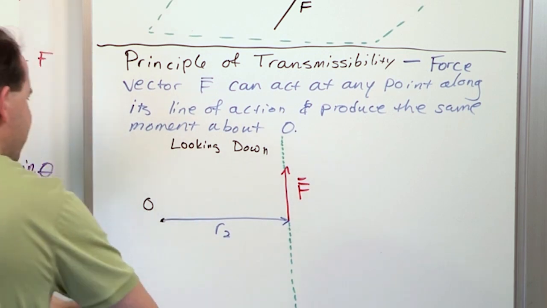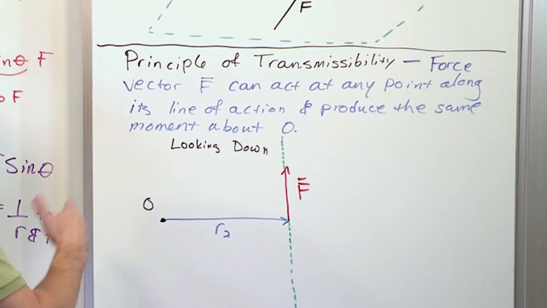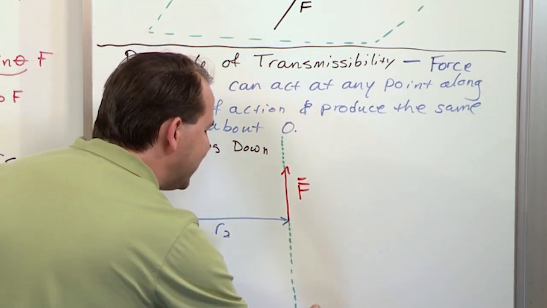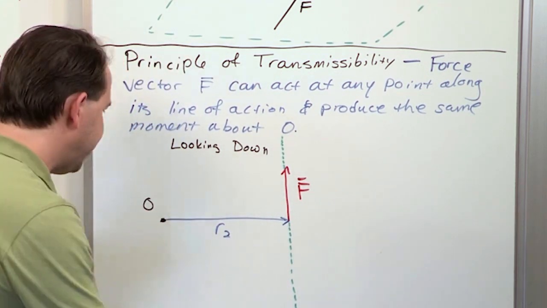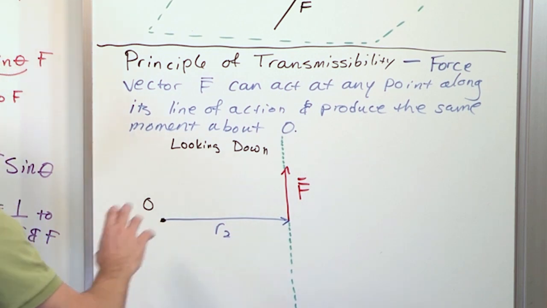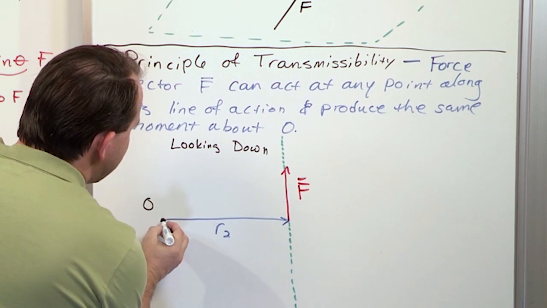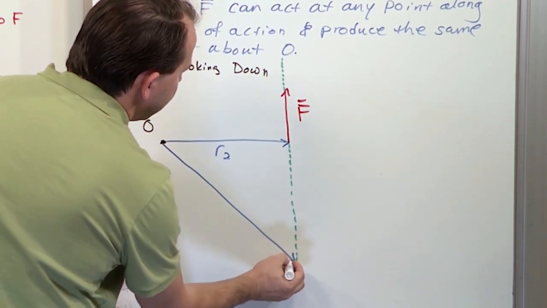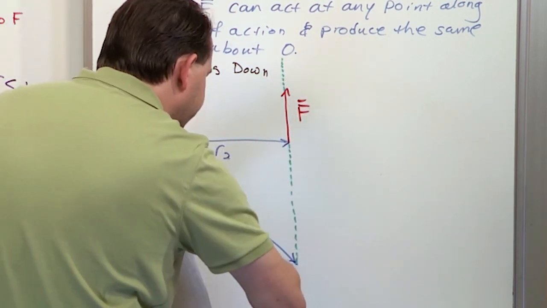And when you first look at that, you might say, well, how could that possibly be? We know that the moment is R cross F. But if we move the force way down here, isn't it going to produce a different moment than this one here? Well, let's take a thought experiment and figure that out. This is case number one, okay? Let's say that I move this guy way down here, and I apply the exact same force. All I do is I shift it down here.